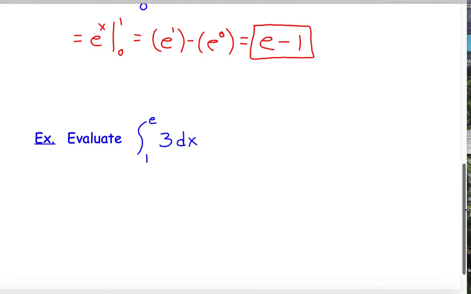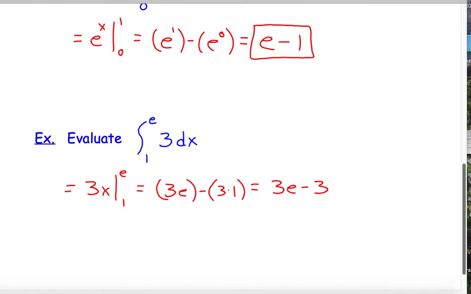What's the antiderivative of 3? Well, that would be 3x, evaluated from 1 to e. So we're going to plug in the e, and then we'll plug in the 1, and so we get 3e minus 3. And so now we're able to use this fundamental theorem of calculus to get the exact answer for our integrals instead of approximating. All right, let's look at a few more.